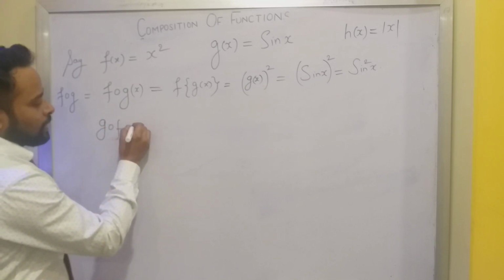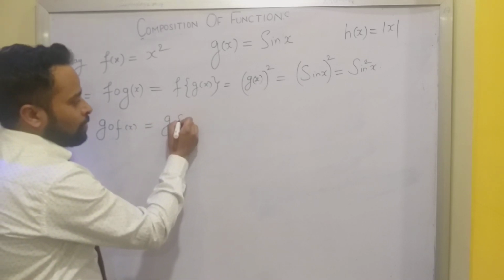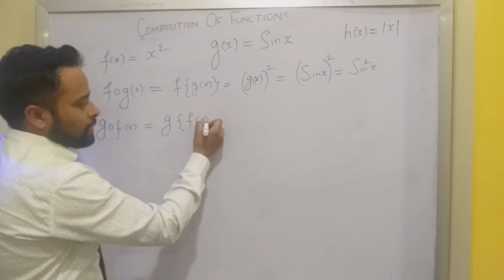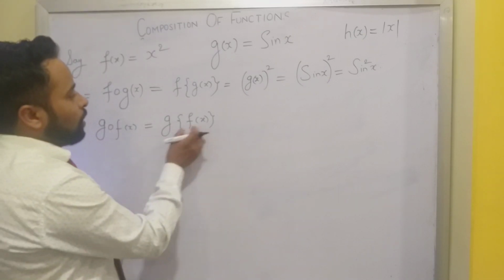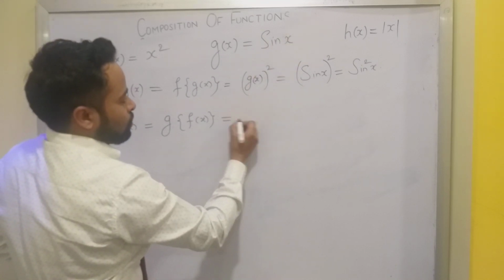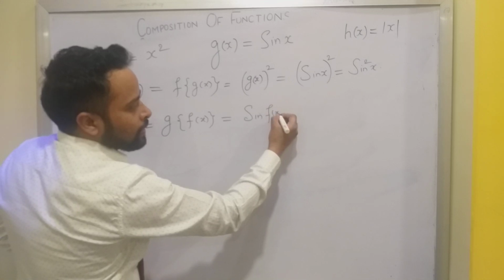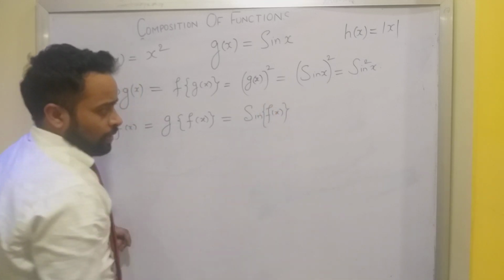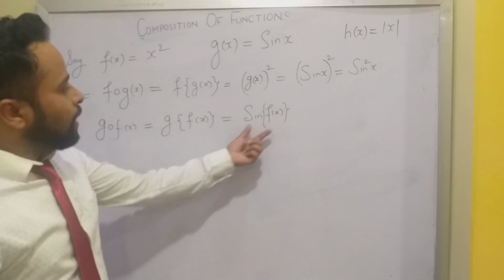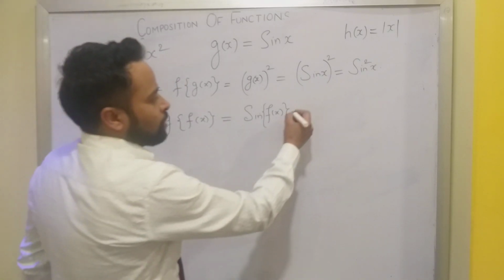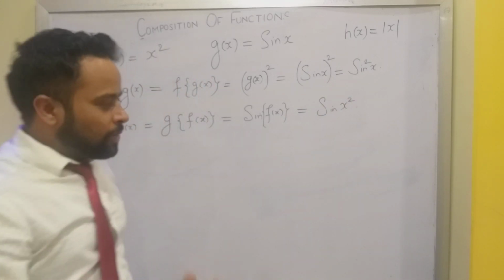GOF of x. I want to find GOF. What is GOF now? This can be written as g of f of x. Very simple. What is g of x? g of x is sine x. So in place of x, you write f of x. Now what is f of x? f of x is x square. So replace it by x square: sine x square. So it's so simple, see?